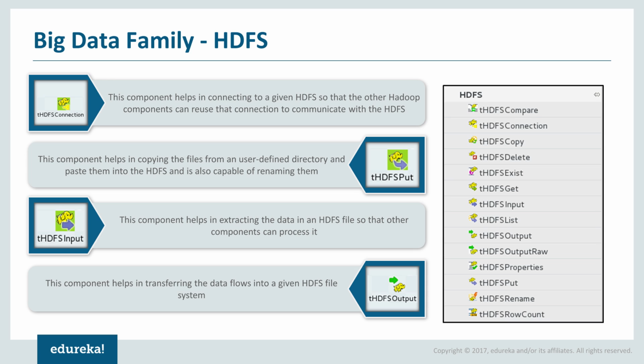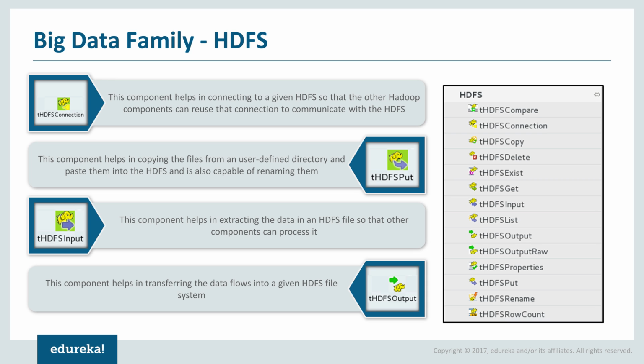And as I already told, HDFS put helps copy files from a user-defined directory and transfer them to HDFS, and it is also capable of renaming them. So once I transfer them to HDFS, I can even rename them. tHDFSInput helps in extracting the data in an HDFS file so that other components can process it. I can read the input and give it to a filter or an aggregator and do whatever my requirement is. And ultimately, tHDFSOutput is for transferring the data flows into the given HDFS file system. So we have connection, input and output components, and for file transfers we also have standard components.